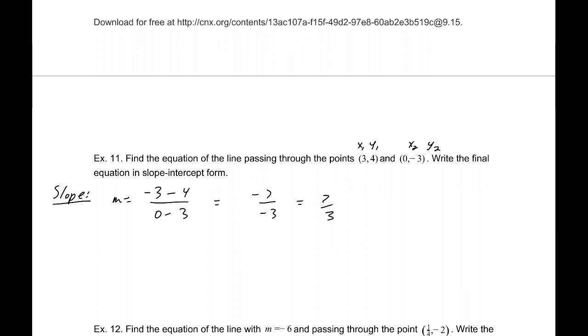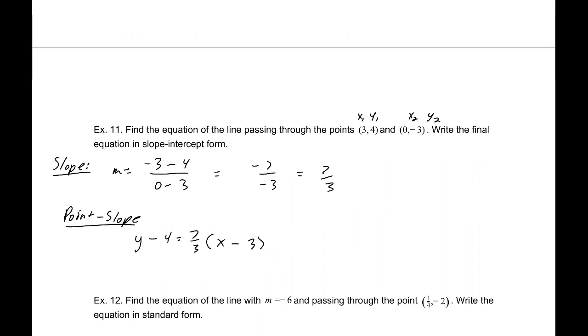Our slope is 7/3. Now we can pick either of those points using our point-slope form and get it in the slope-intercept form. Alright, let's go ahead and go for the point-slope. I'm going to use the first point. y minus y1, so that would be y minus 4, equals m times x minus x1, which is 3, which makes y minus 4 equal to 7/3 x minus 7, and then adding 4 to both sides, y equals 7/3 x minus 3.